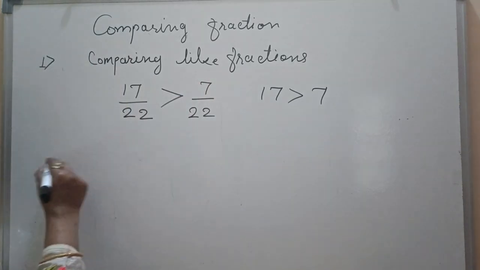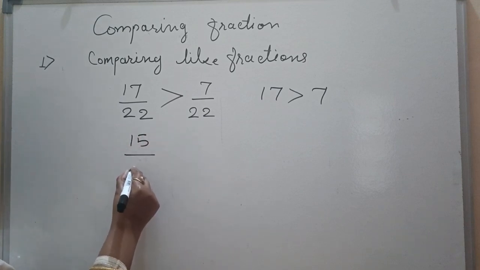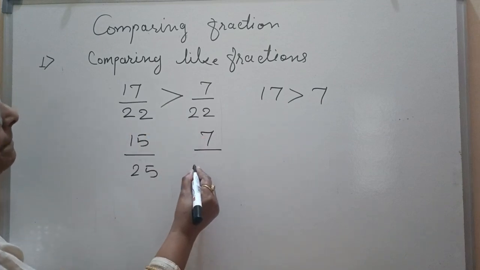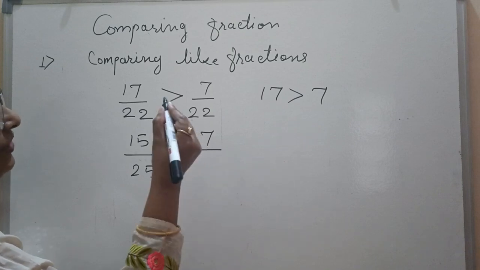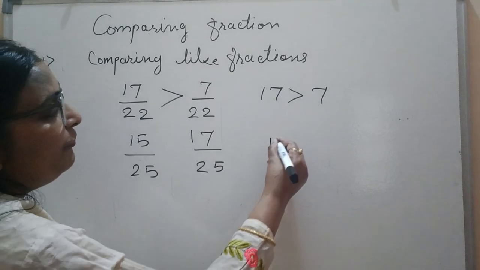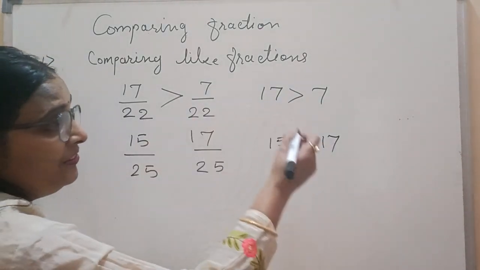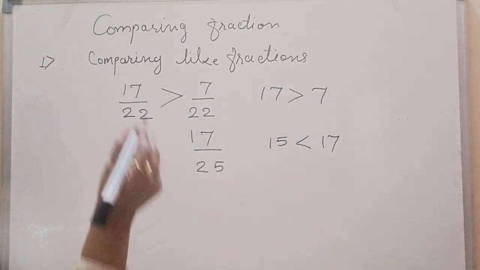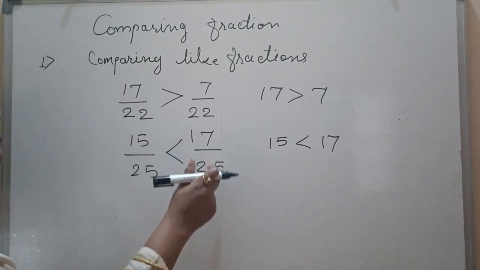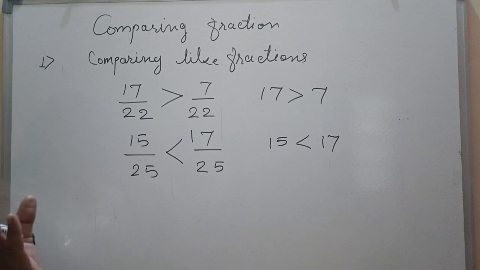Now next example I am taking here 15 by 25 and 17 by 25. Now here 15 and 17. Which numerator is greater? 17 is greater. Therefore, which fraction will be greater? 17 by 25 will be greater than 15 by 25.